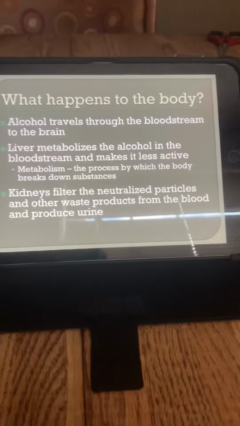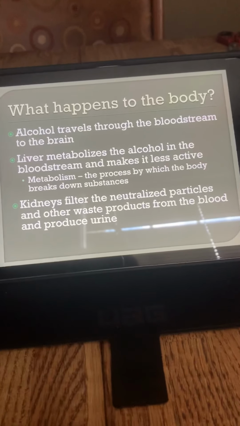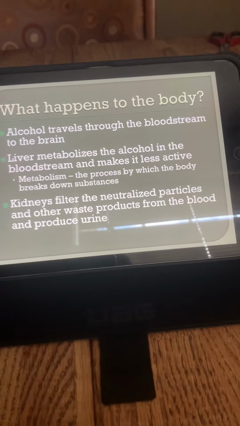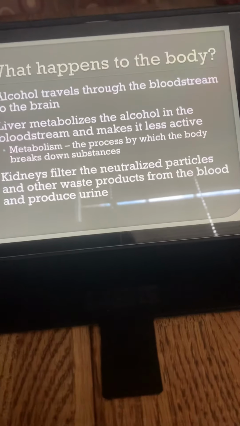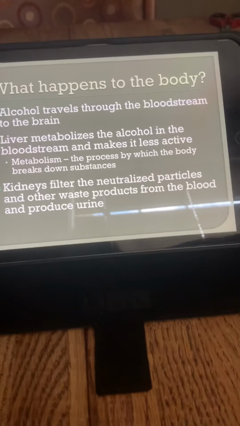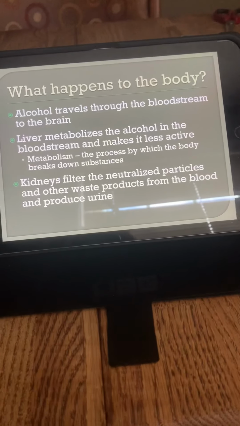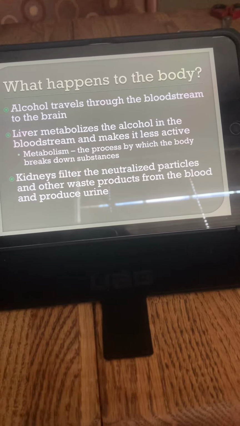The alcohol travels through the bloodstream and goes into the brain. The liver metabolizes the alcohol in the bloodstream and makes it less active. Metabolism is the process where the body breaks down substances, and the kidneys filter the neutralized particles and other waste products from the blood and produce urine.